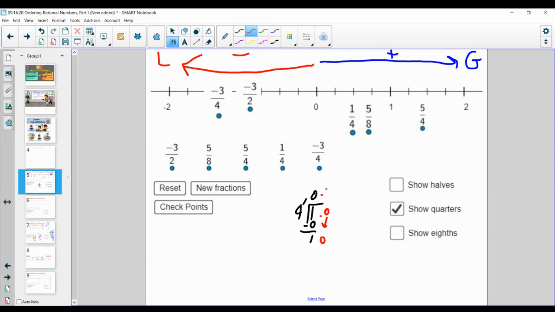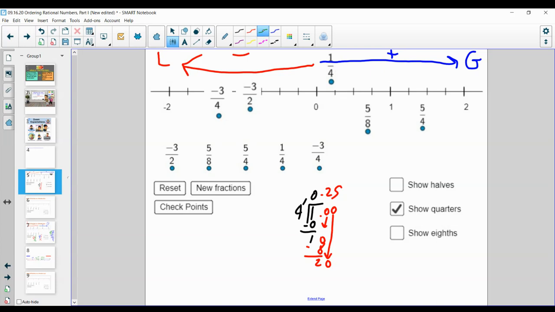How many 4s go in 10? 2 times. How do you get rid of this remainder? Let's annex another 0. How many 4s go into 20? 5 times. So that is 0.25, which goes right here, as you divided this one whole into 4 parts.